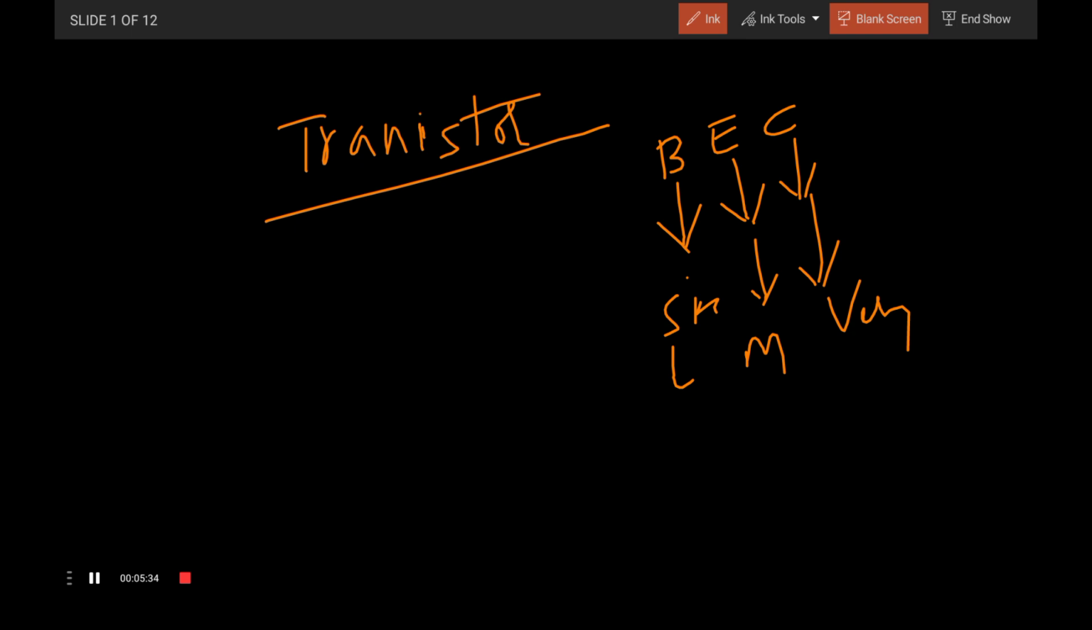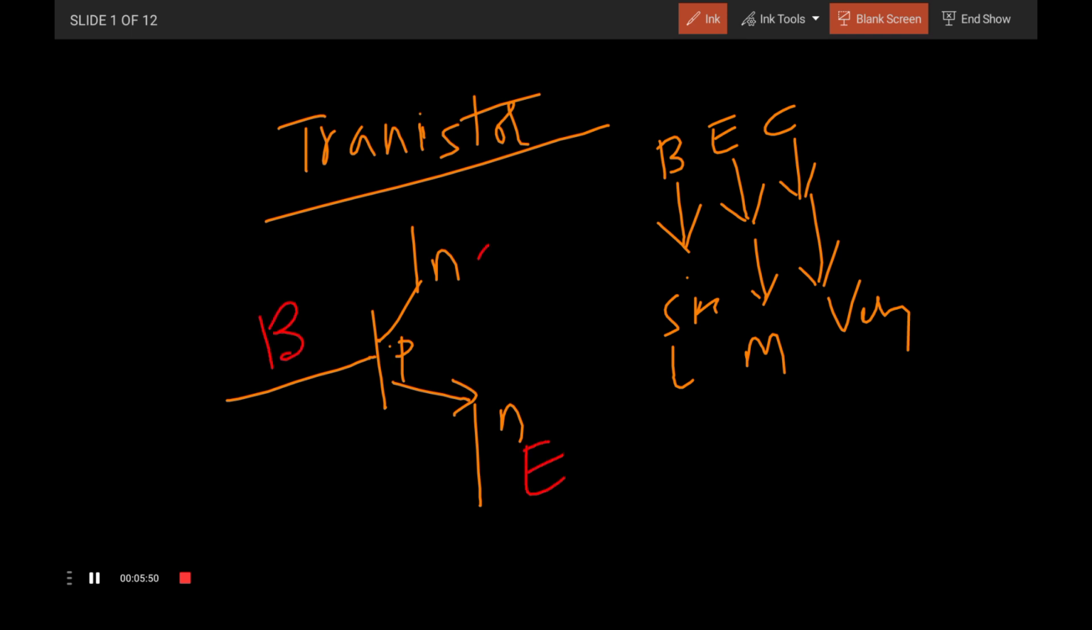Now, taking the transistor, this is the symbolic representation. Suppose we take an NPN transistor, this is the notation, where the arrow represents the direction of the electrons. This is the base region, the emitter region, and this is the collector region. This is generally the input side, and this is the output section, right?